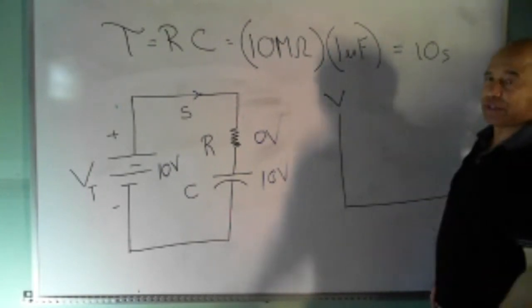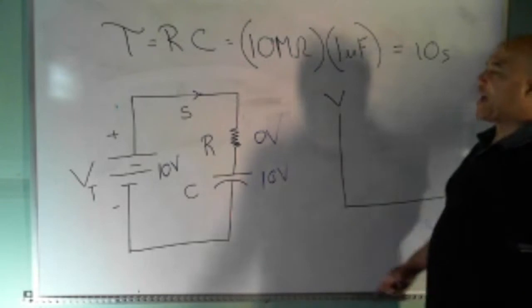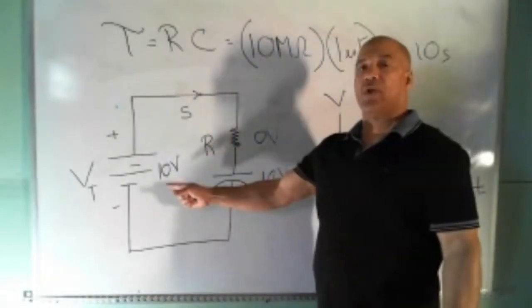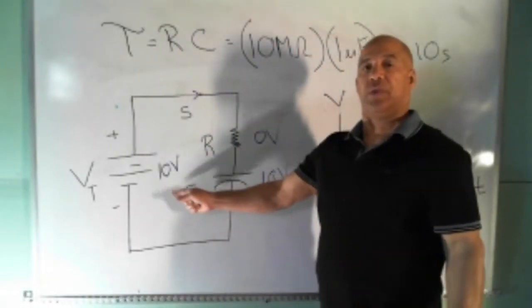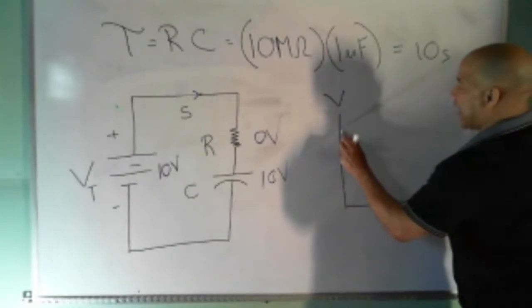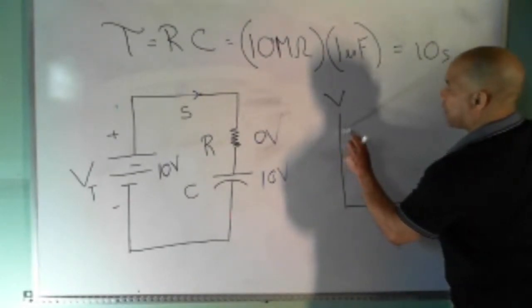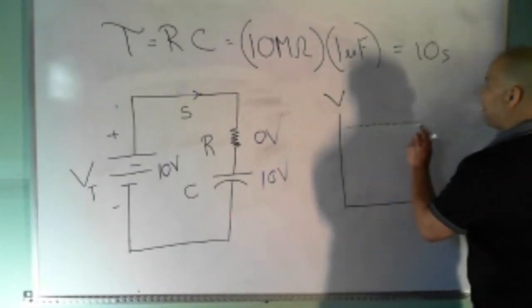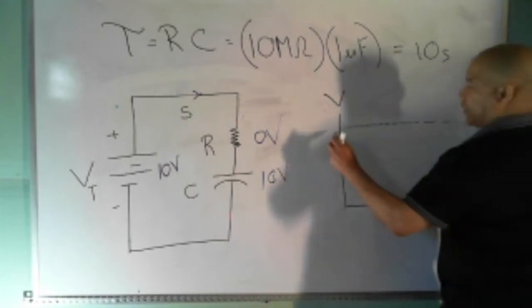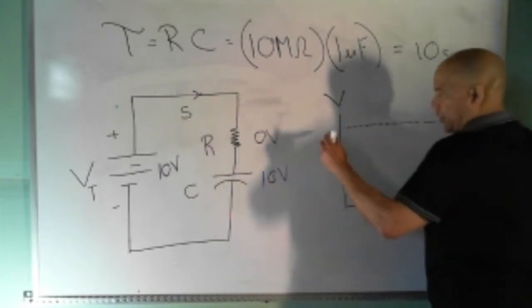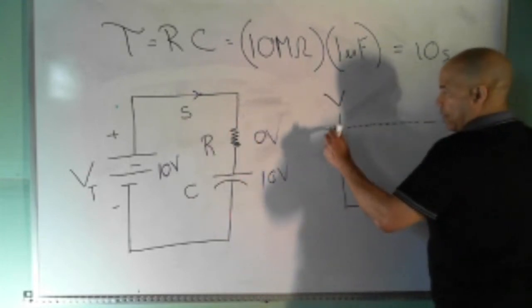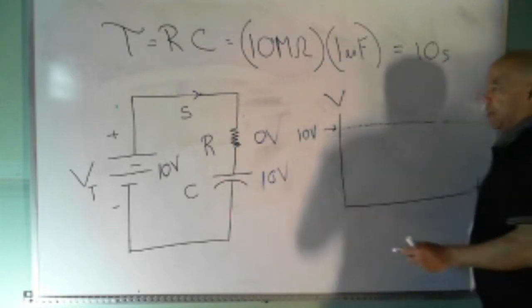But here we're going to look at the voltage. Now we're going to look at voltage across the capacitor. Well, the capacitor can't go any higher than the source voltage. In this case, 10 volts. So this line right here represents the source voltage, and for that circuit, that would be 10 volts.